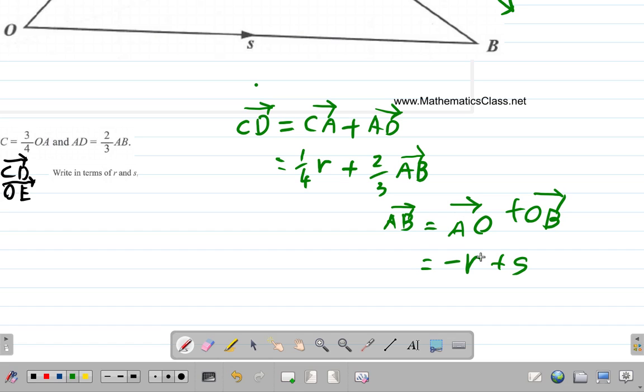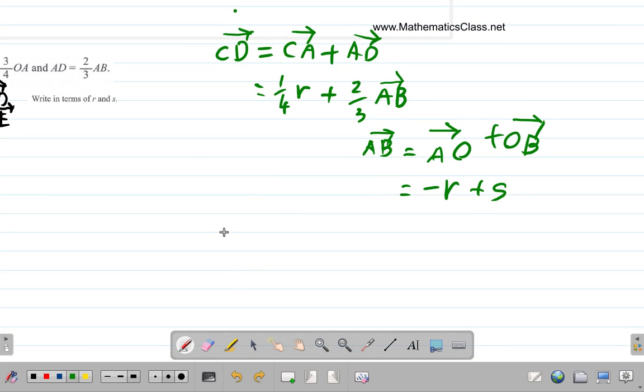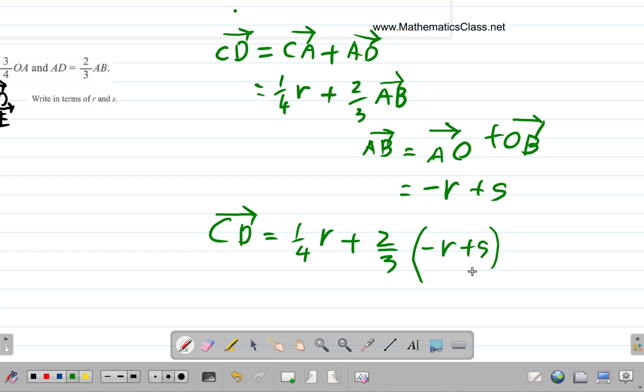So what you have now is that CD equals a quarter R plus 2/3 AB, but AB is negative R plus S, so 2/3 of negative R plus S. You see?